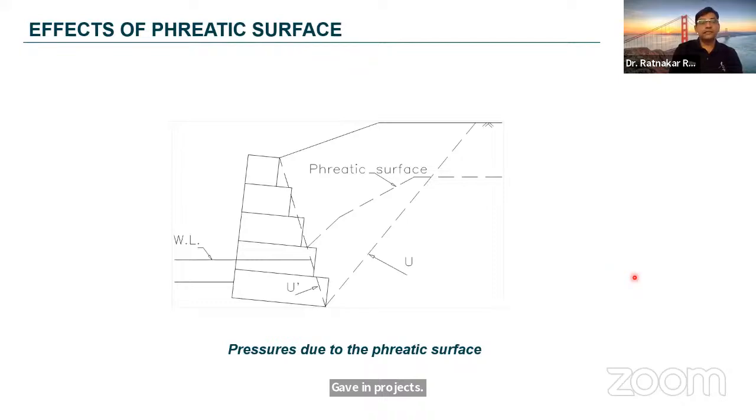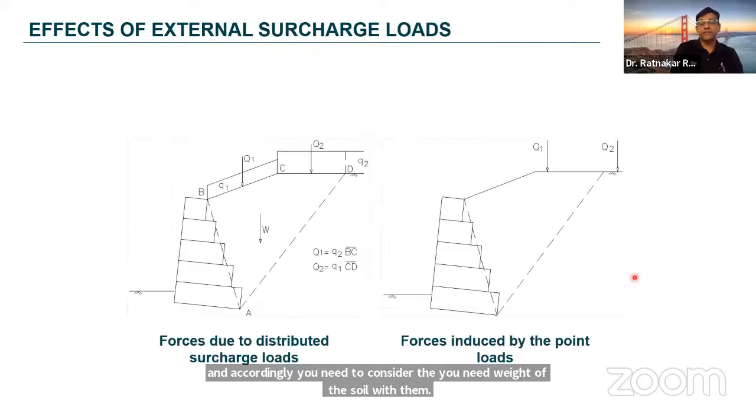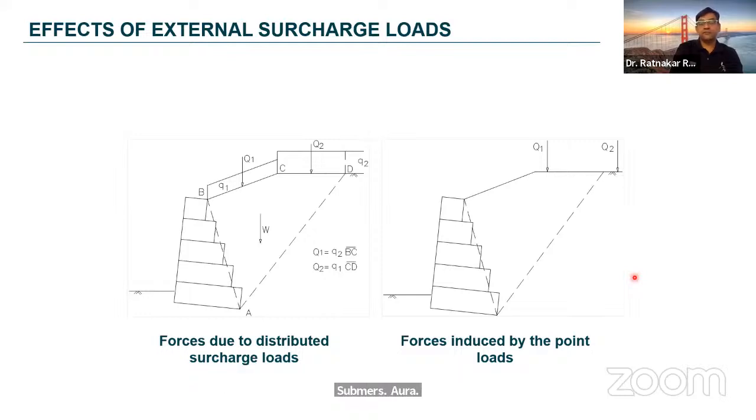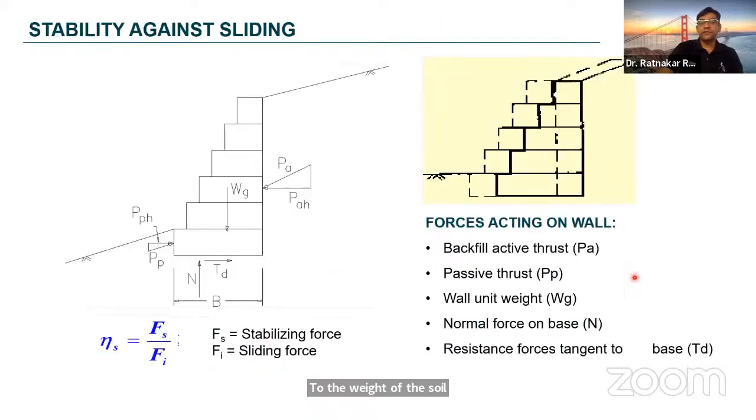Then how do we consider the effect of the phreatic surface? The presence of a phreatic surface in the retained soil mass will increase the active thrust, and of course you need to model it properly, and accordingly consider the unit weight of the soil, whether submerged, dry or saturated. Of course, when you design these retaining walls, loadings on the backfills are added to the weight of the soil wedge, assuming the loads are acting directly on the wedge itself.